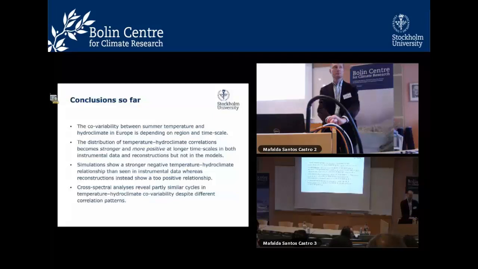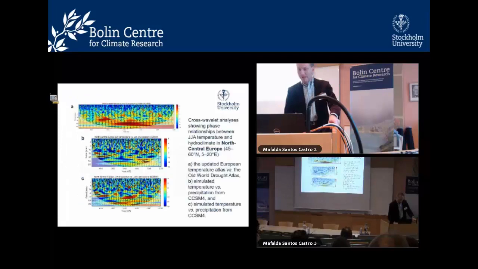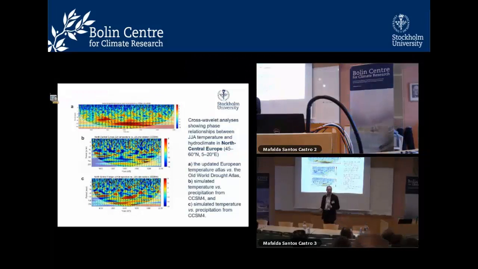Can you explain the cross-wavelet graph that you showed before your conclusions? Because it looks so fancy. It basically shows with these arrows up here if it's lead or lag, and if you have the same spectral peaks at the same time. So if you have a cycle of 70 years, if it occurs at the same time, or if it's a lead or lag in temperature versus, say, precipitation.